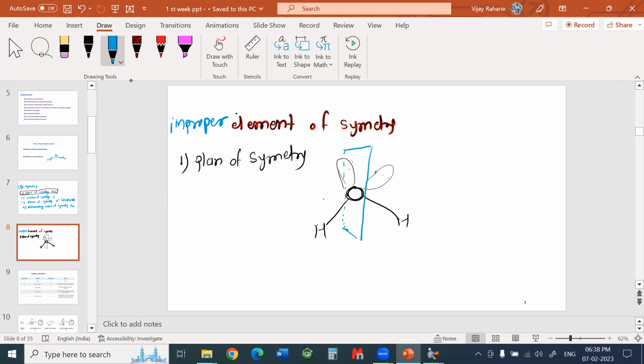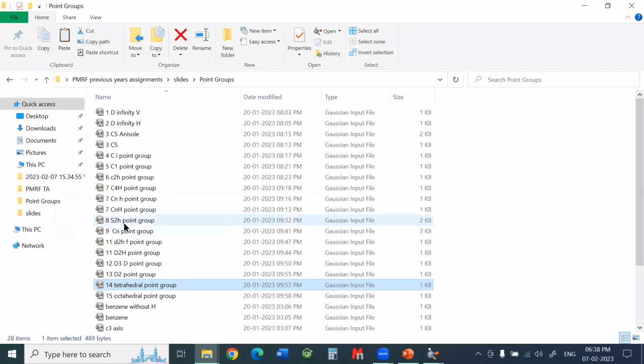So see, if you place a mirror which crosses, passing through this centrally situated oxygen atom, right? In this plane, you can see this direction. There is one hydrogen, and to the opposite side also there is one hydrogen. So it has a plane of symmetry. This we can also look at with the 3D model, let's say.